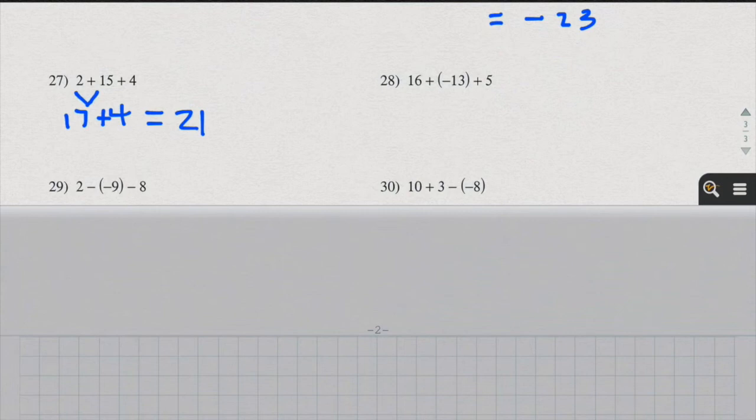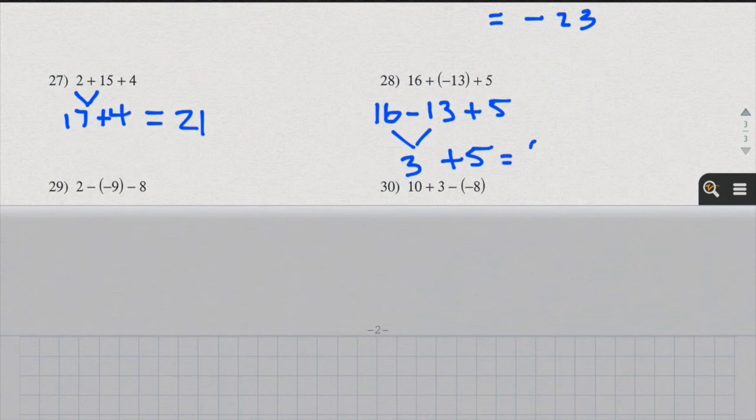Okay, number 28. 16 plus -13 plus 5. So let's deal with the 16 and the 13. So we get 16, a plus and a minus becomes minus 13 plus 5. 16 minus 13 is 3. Bring down that plus 5. 3 plus 5 is 8.